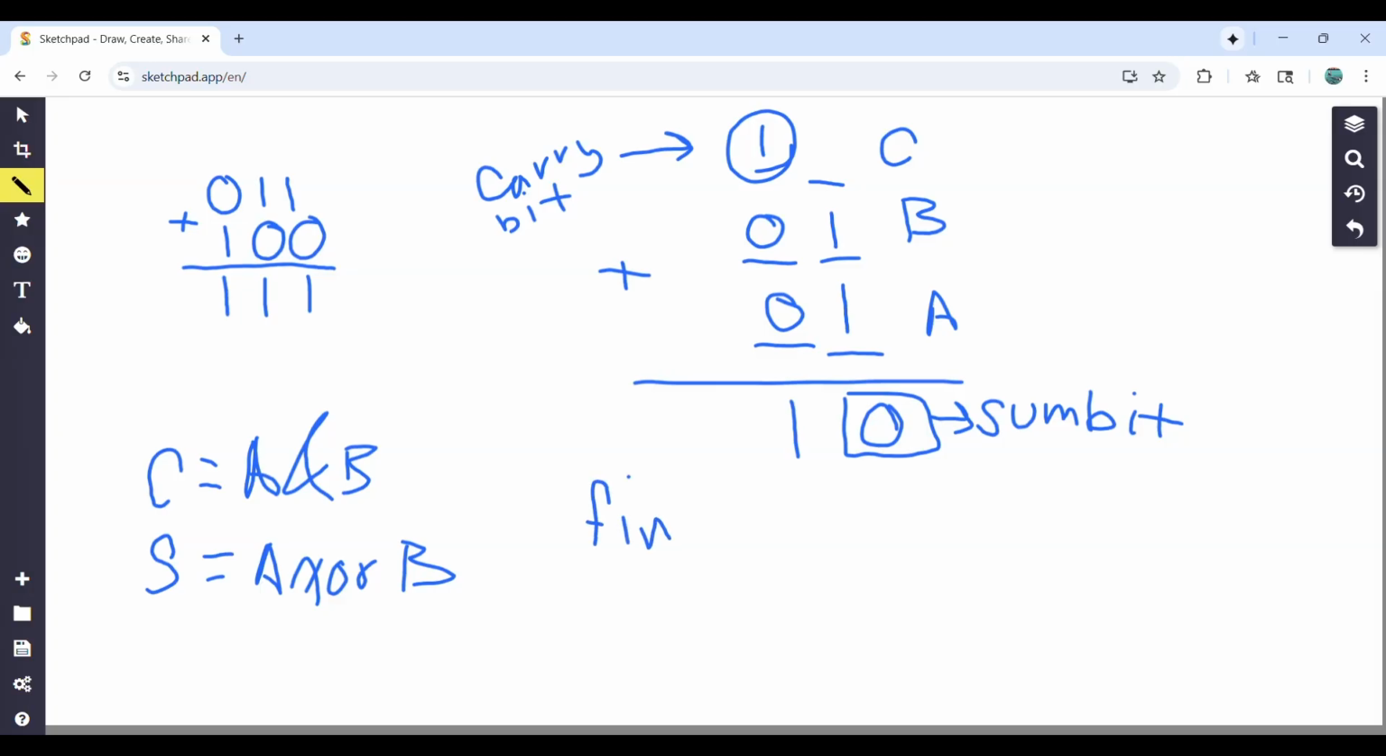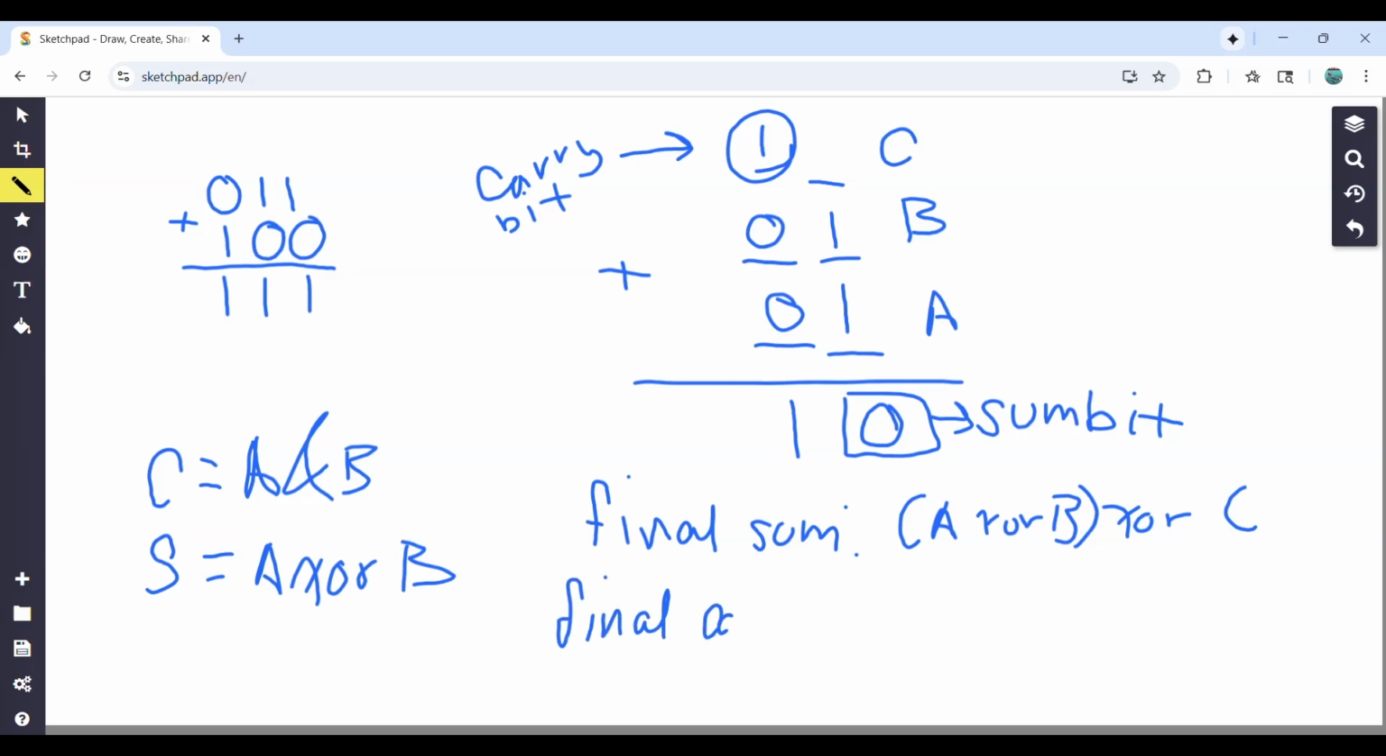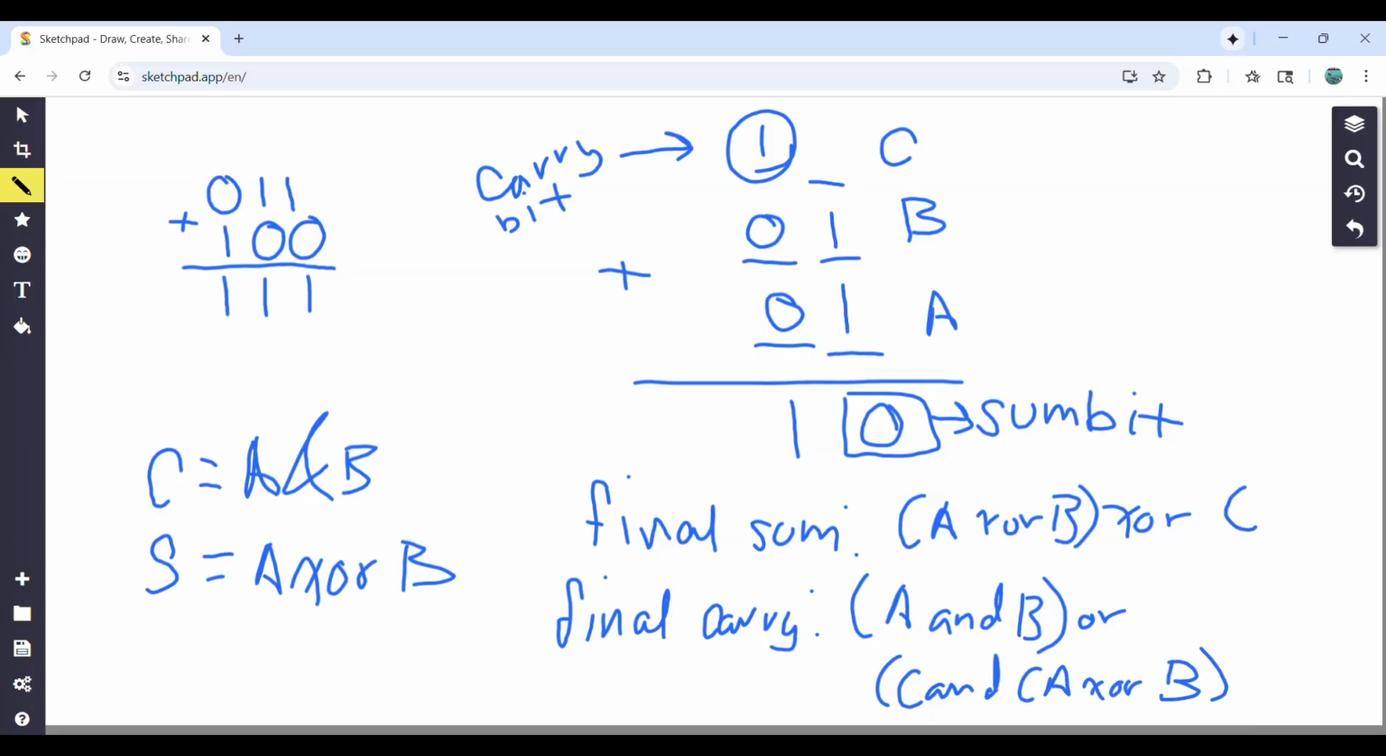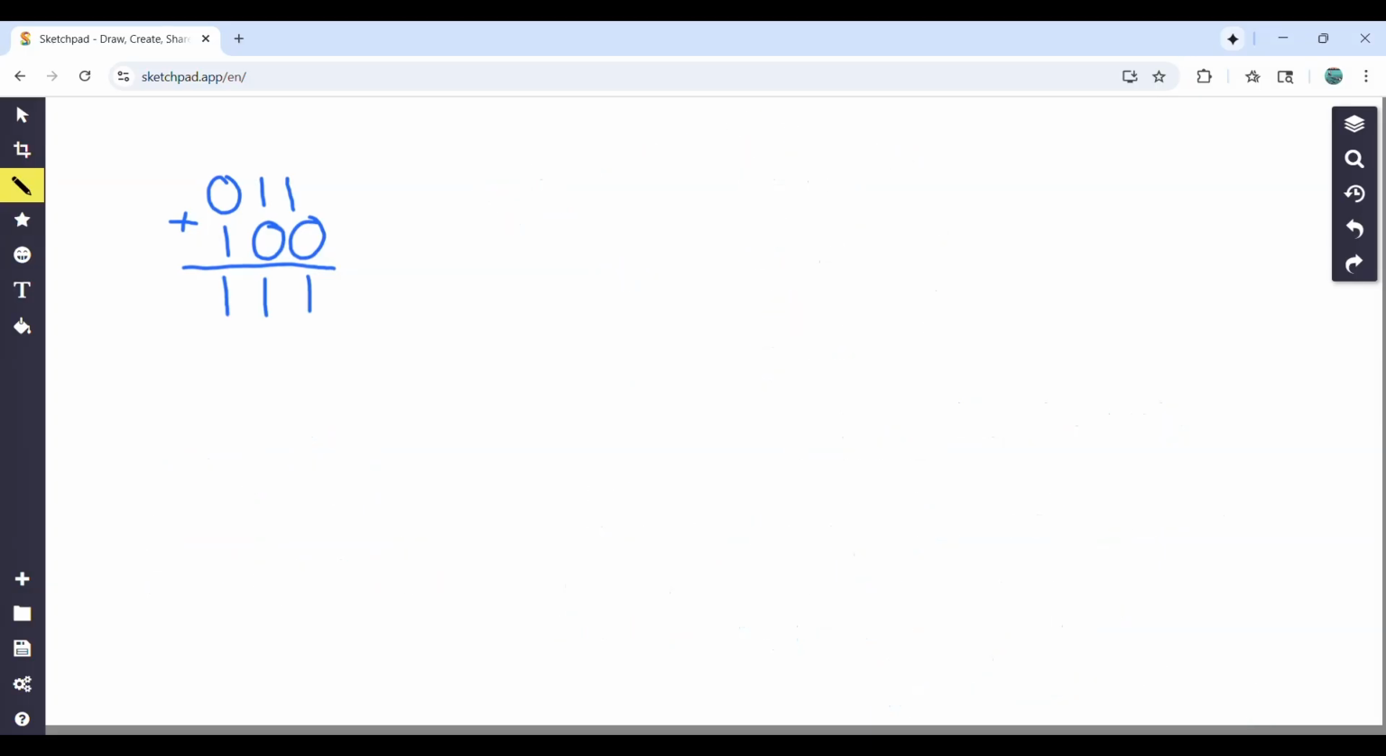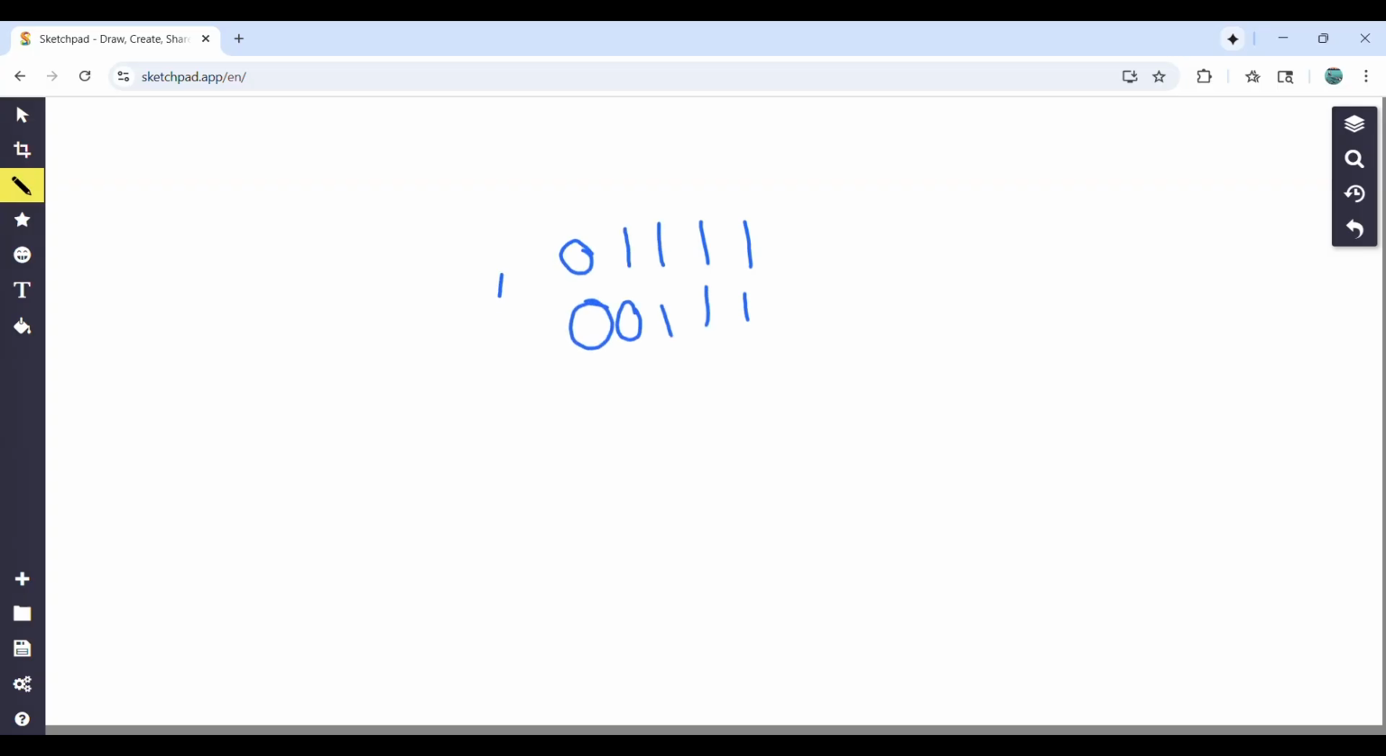That's an AND gate. So for 2 bits, our sum is A XOR B, and our carry is A and B. Then we also add the carry input C using the same idea. The final sum will be A XOR B XOR C. The final carry will be A and B or C and A XOR B. So the final carry keeps moving along.